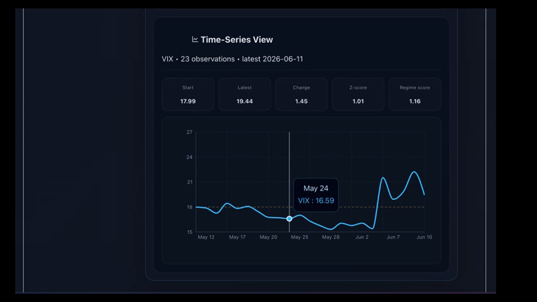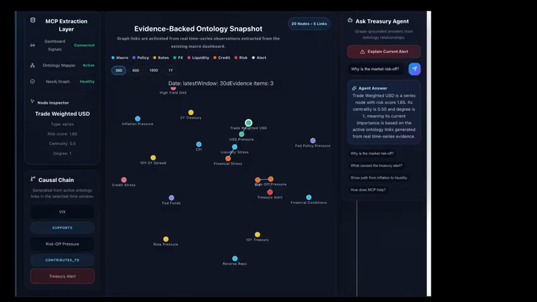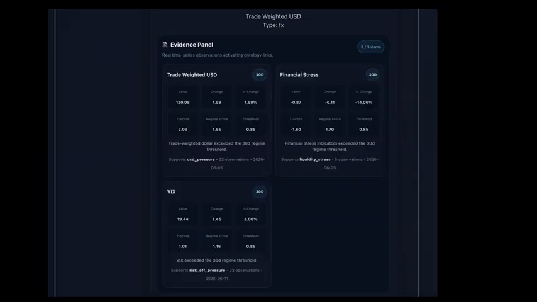Instead of charts, you're looking at causality. Inflation drives Fed tightening, drives liquidity drain, drives credit stress. Click any node, and the evidence panel shows you the source, the signal, and the explanation behind that link.